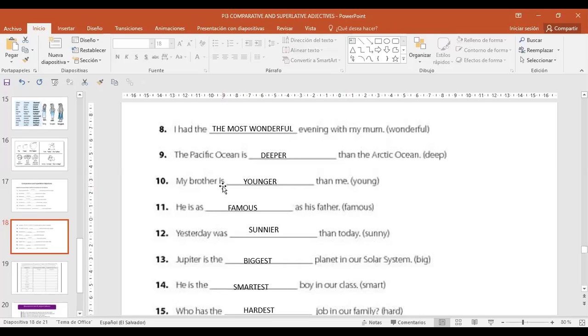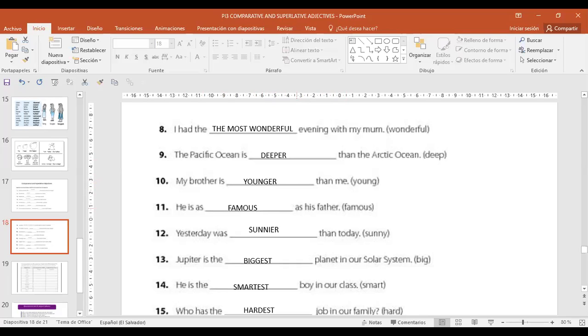My brother is. When I see than, I know that I'm talking about a comparative. So I say younger. My brother is younger than me. It's not than I, it's than me. He is as. Vean, aquí tenemos as, as. En este as, as, nobody is more than, no one is more than the other, right?